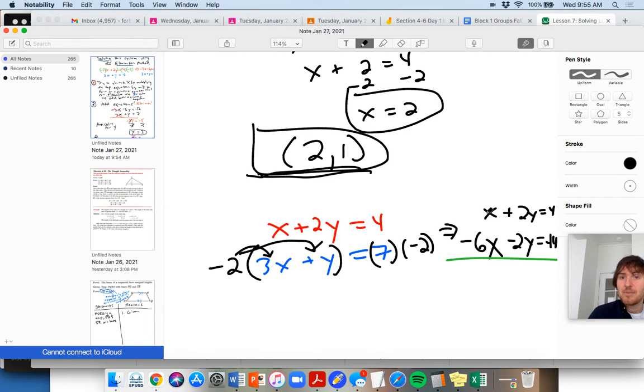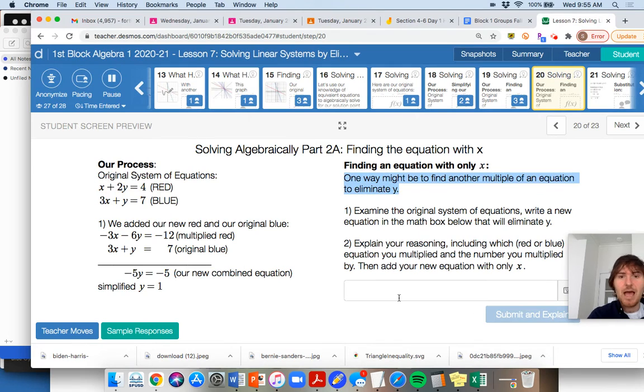So now I can eliminate. I can add them together. x minus 6x, well, that's negative 5x. And here, positive 2y minus 2y, well, that's just going to be 0y. We eliminated y. 4 minus 14 is negative 10. Okay, negative 10 here.